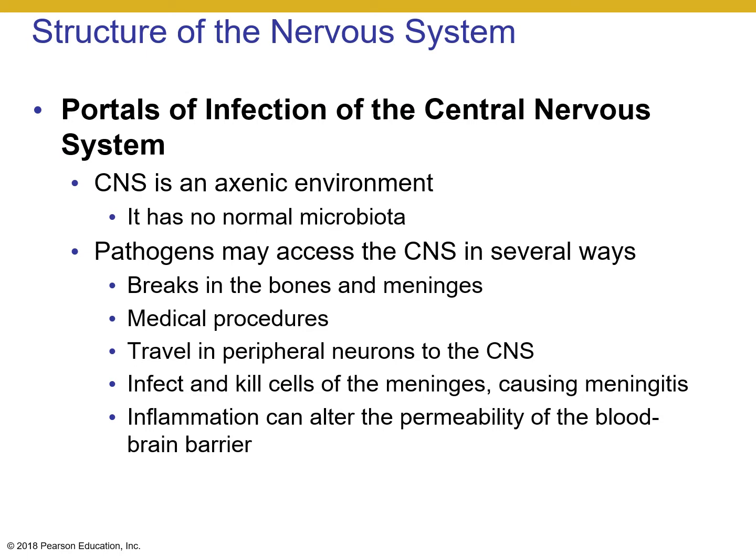So how do infectious organisms get into our nervous system? Since our nervous system does not have normal microbiota, it's called axenic. And so if they get into the nervous system, it's usually through breaks in the bones, the meninges, sometimes through medical procedures. Sometimes they get into the peripheral neurons and then they travel up to the central nervous system. Sometimes they can get through the meninges, causing meningitis.